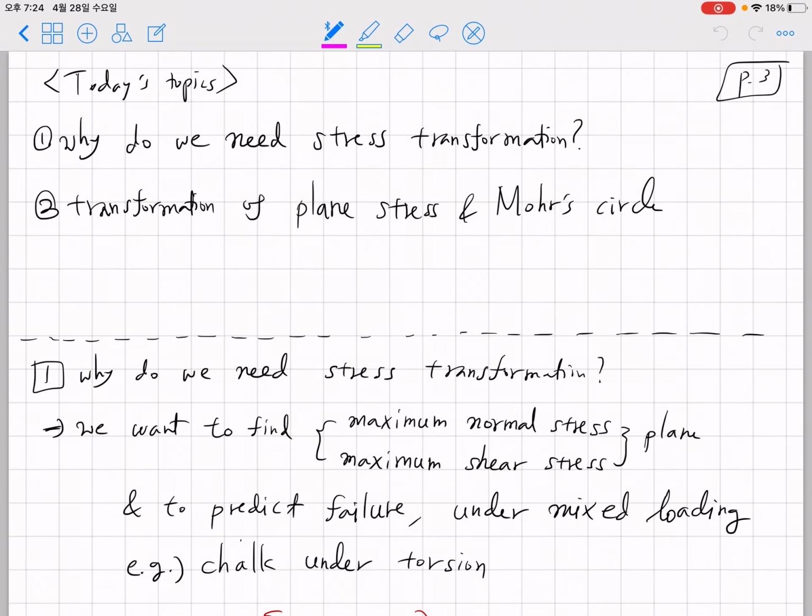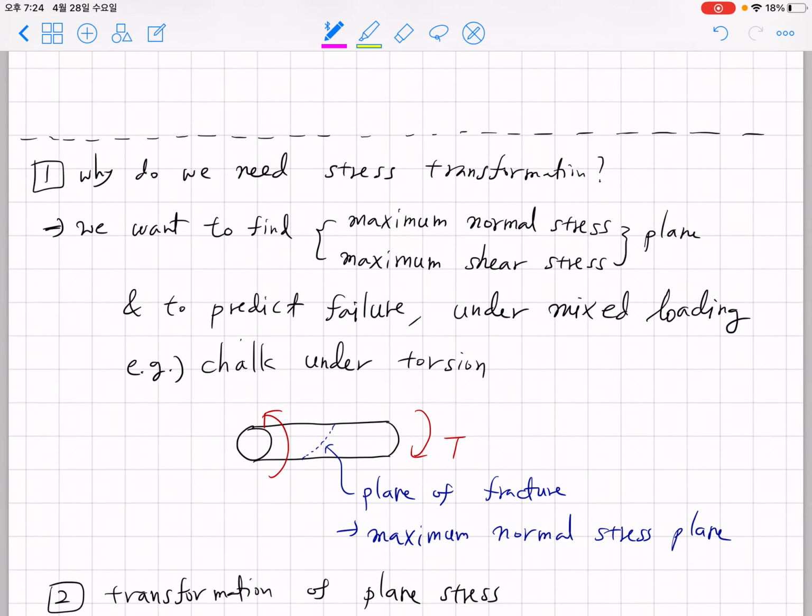So what is today's topic? Today's topic is twofold. First we'll discuss why we need stress transformation in slightly better detail. After that, we'll do an example of transformation of a plane stress problem, and we'll also derive a Mohr circle and try to understand how we can use it. Okay, so let's begin from the first question.